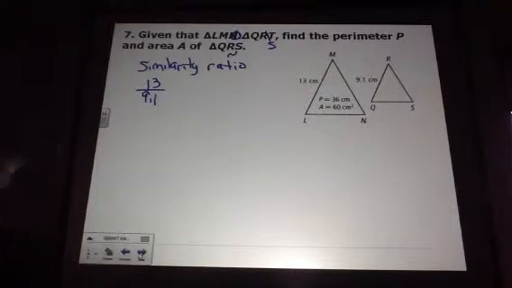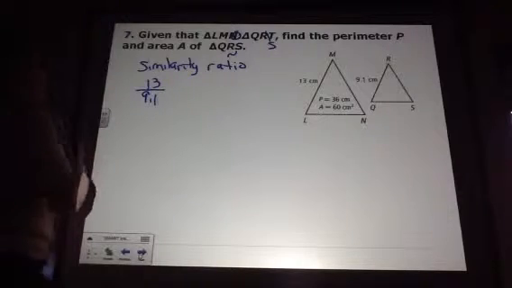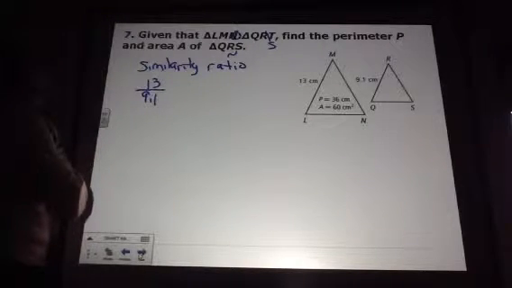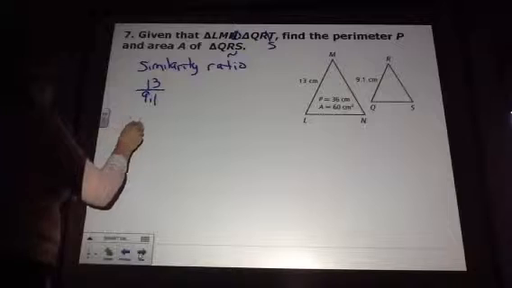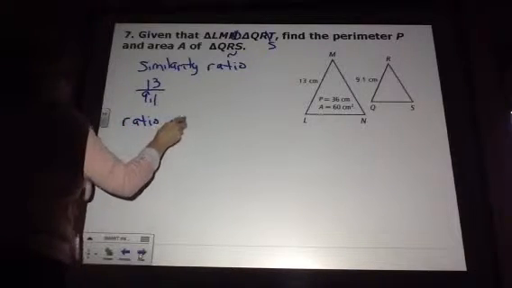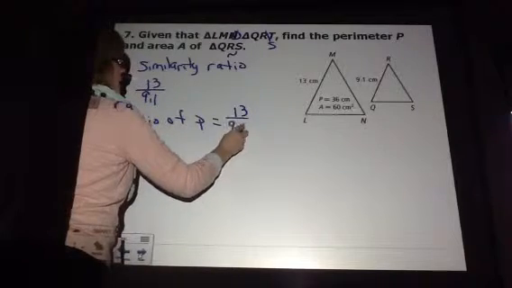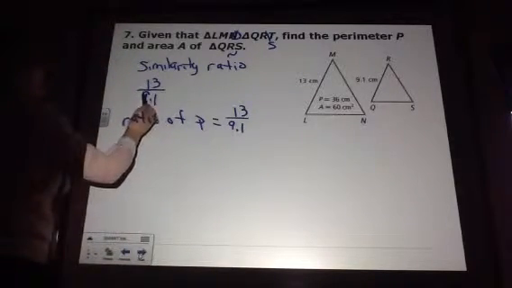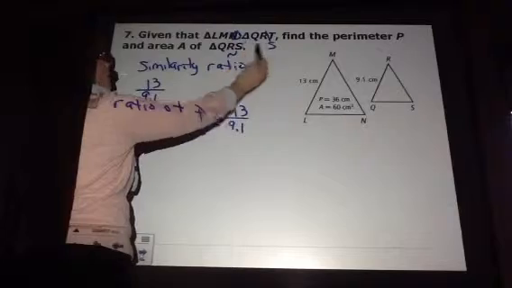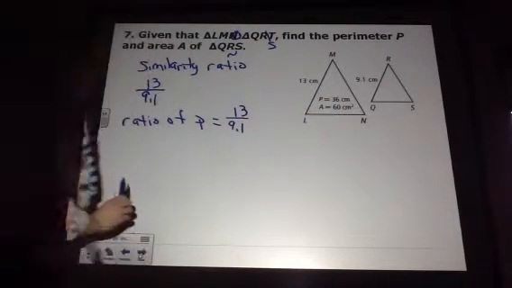Okay, so if you look at your teaching transparency, the similarity ratio is the same as the perimeter ratio. So the ratio of the perimeter equals 13 over 9.1. Now notice how when I write the ratio, I look at my similarity statement. It's this triangle to this triangle. Okay?